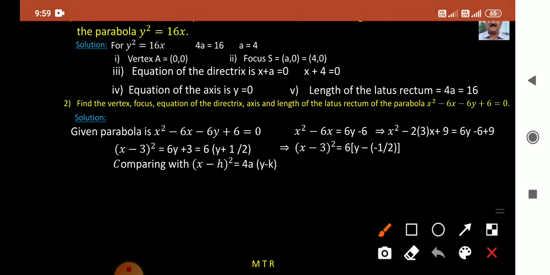compared to our form (x minus h) whole square is equal to 4a into (y minus k). So y minus k, but here y plus 1 by 2. So you write this as y minus of minus 1 by 2. Now this is of the form (x minus h) whole square is equal to 4a into (y minus k). Here h is 3, k is equal to minus 1 by 2, and 4a is equal to 6.